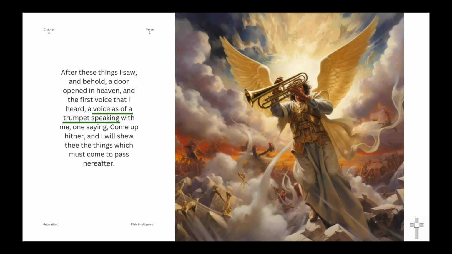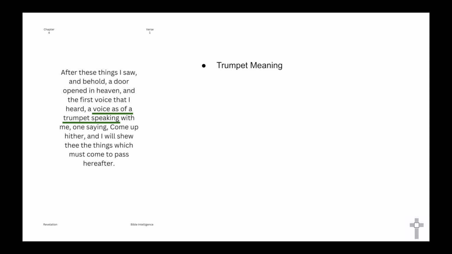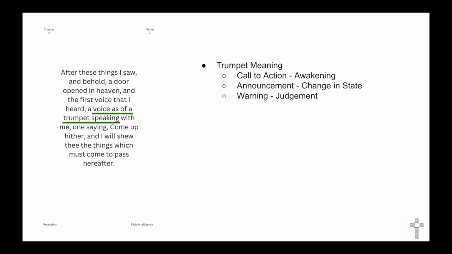So we've got this whole thing, this archangel blowing this trumpet, and it's kind of associated with the voice of God. So let's look at the trumpet's meaning. It's a call to action. It's this awakening. It's like getting into a higher state. And we're seeing that now with John. He's encountering this angel, his consciousness is rising, but it's this announcement, this change in state. It can also be associated with a warning or a judgment, also a celebration and a victory, but at all times the trumpet has this divine presence and comes with it this authority and power.